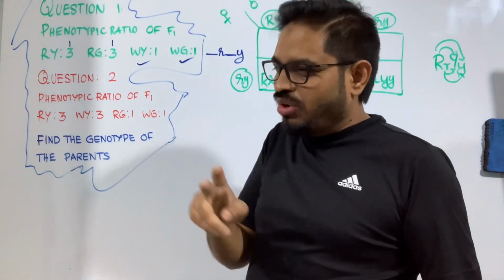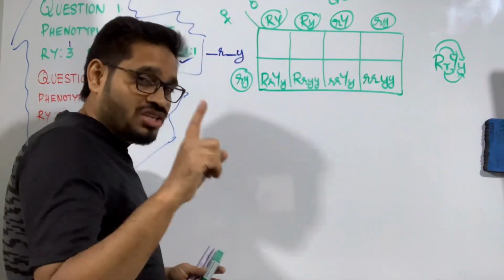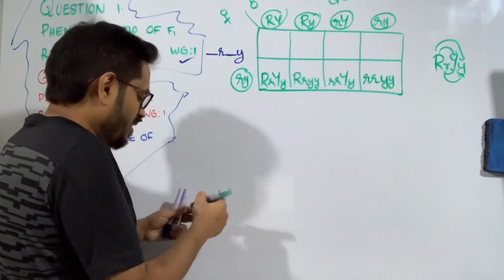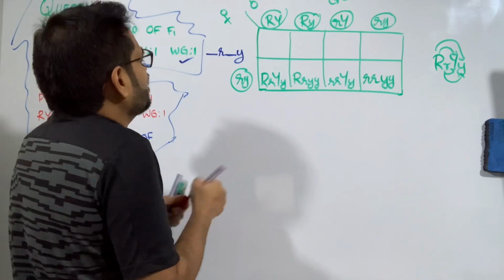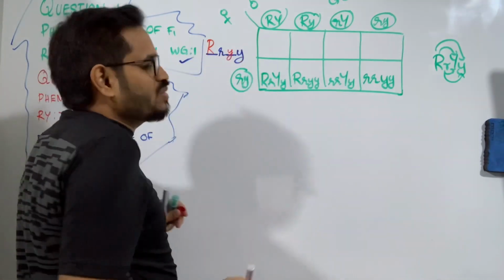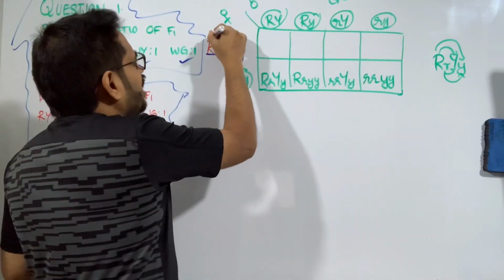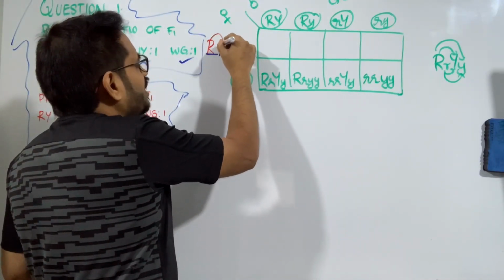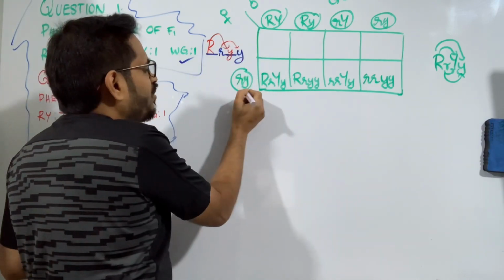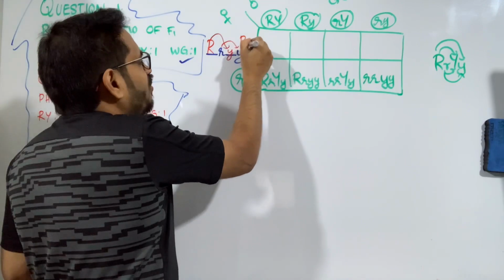In order to get both cases round, it's better to take round as heterozygous. So if I put round as heterozygous, capital R, small r, and yellow as what? Homozygous. What will be the gamete here? One is capital R, small y. Second is small r, small y. Small r, small y I have already written. So I have to write what? Capital R, small y here.